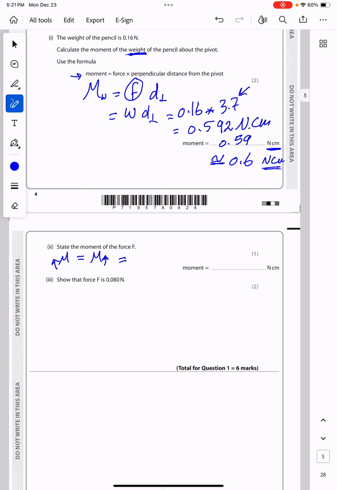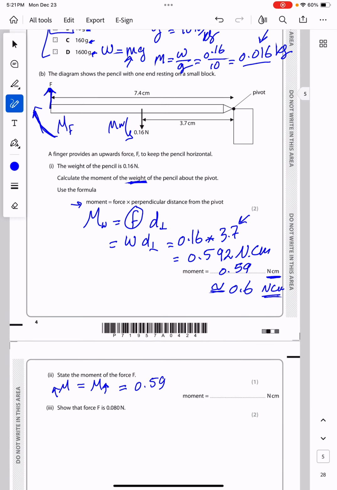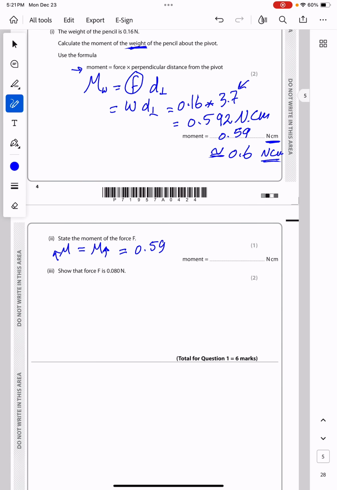And now we know that both of them are equal. So this one is going to be the same. The moment of the force is going to be equal to the moment of the weight. So it's going to be the same. Now, that part, it's all about the balance. So you either write the anti-clockwise moment equal to the clockwise moment, or you can write the moment of the weight is equal to the moment of the force. All are correct.